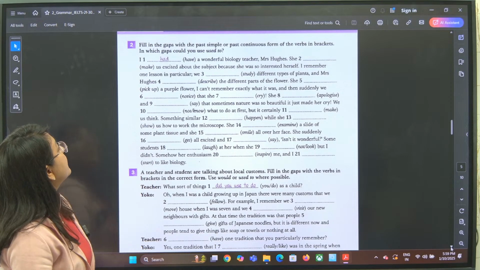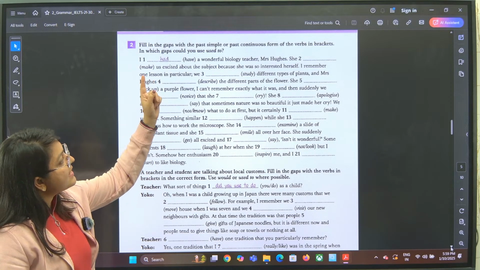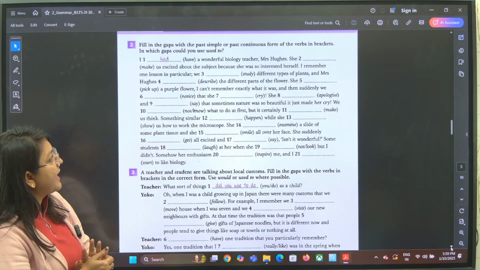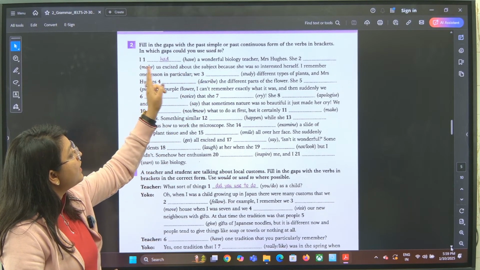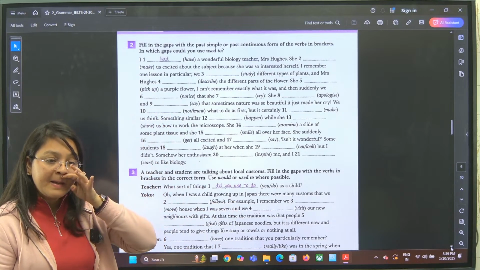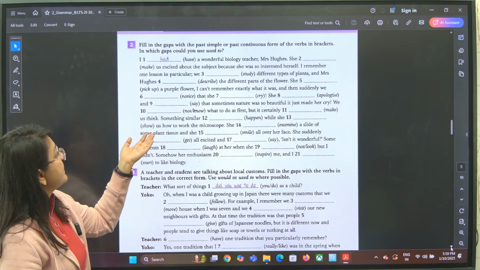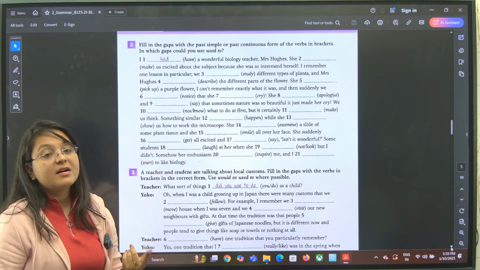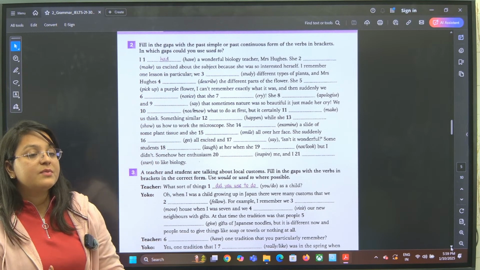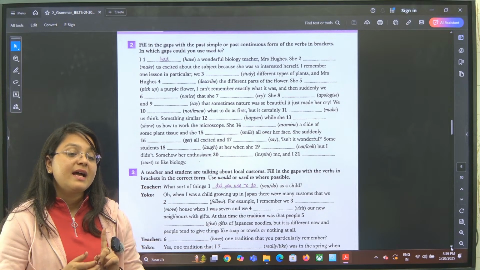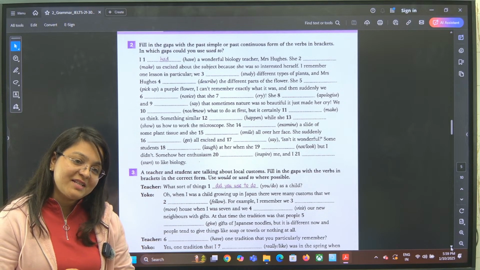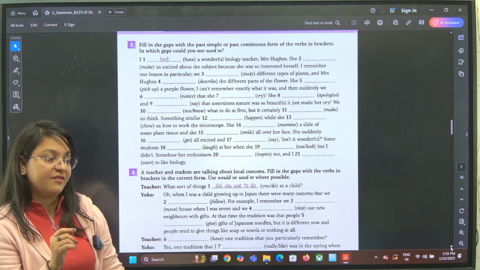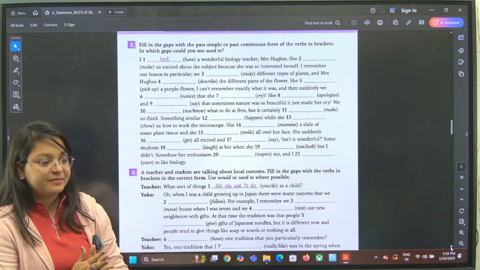Question number 2. Here the question says fill in the gaps with the past simple or past continuous form of the verbs in brackets. Okay, what is given in brackets, you have to form its past simple or past continuous. In which gaps could you use used to? How will we understand where we have to use used to? When we are talking about habits or repeated actions. Okay? And where a time frame is not given. Come on, go for it.